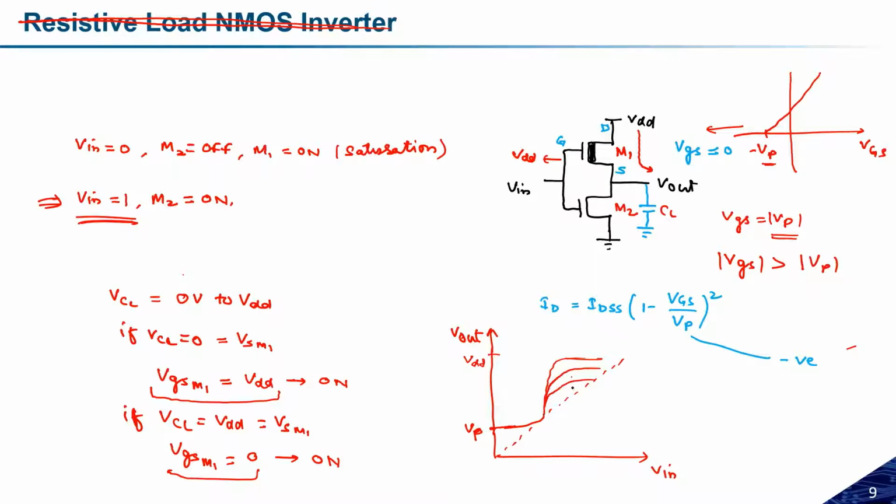And this is because the W of M1 is increasing. If W of M1 increases, then you can reach up to the VDD. So this is the behavior. You got the thing? Yes, sir.